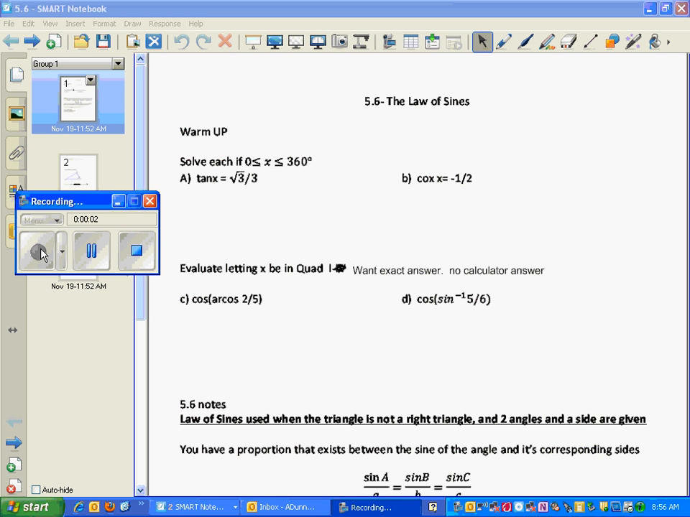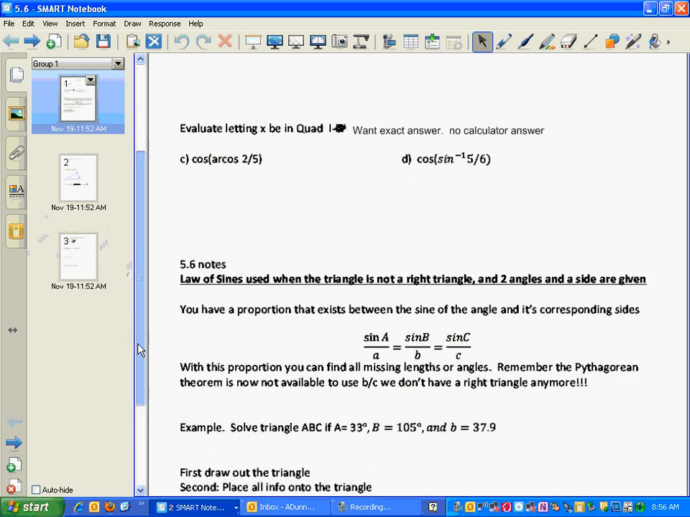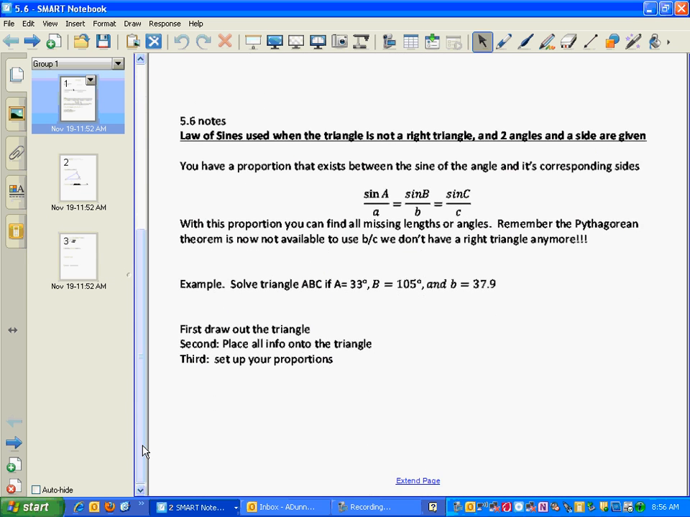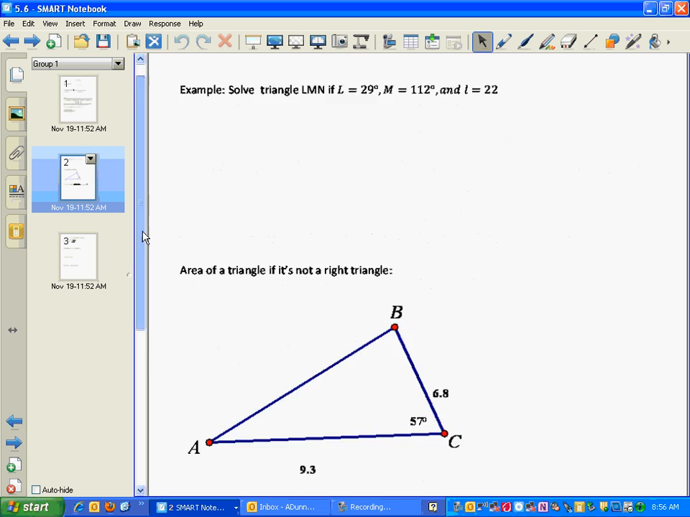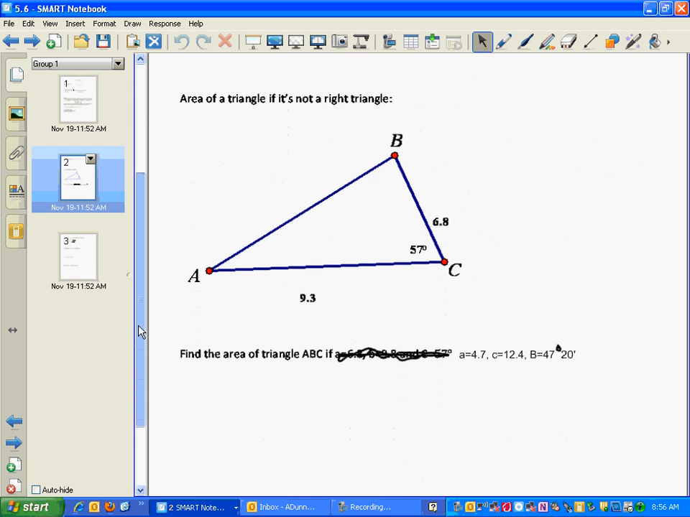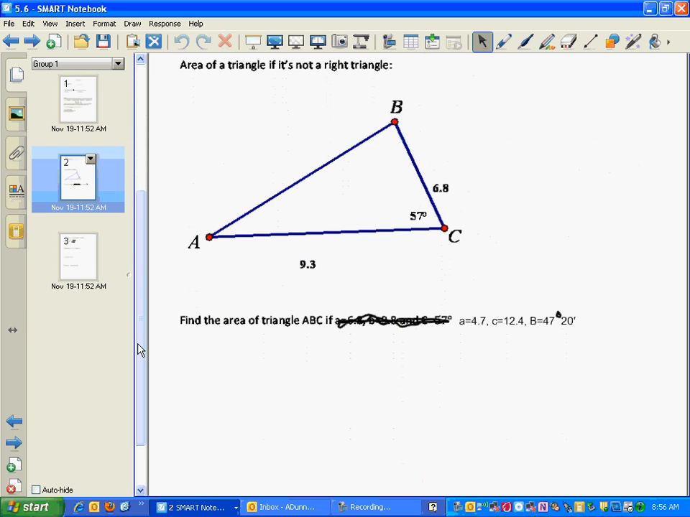Okay, so there's the first change in the notes. The next change in the notes comes on the second page. I'm kind of changing this whole problem altogether. All right, find the area of the triangle ABC if, and then I want you to just put this information in. A is 4.7, side C is 12.4, angle B is 47 degrees, 20 seconds.